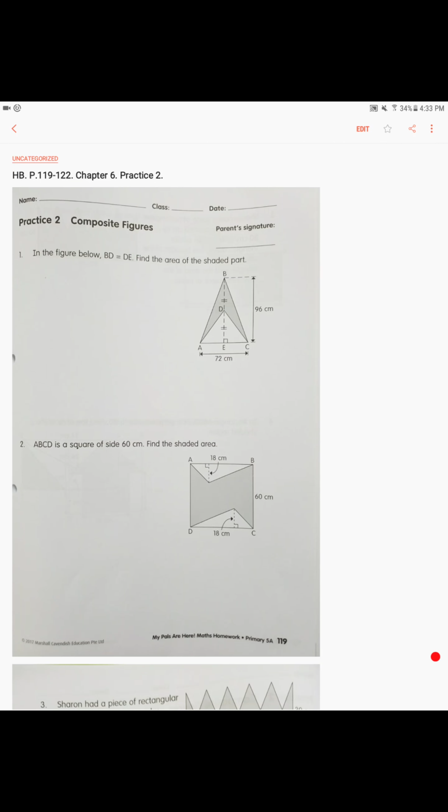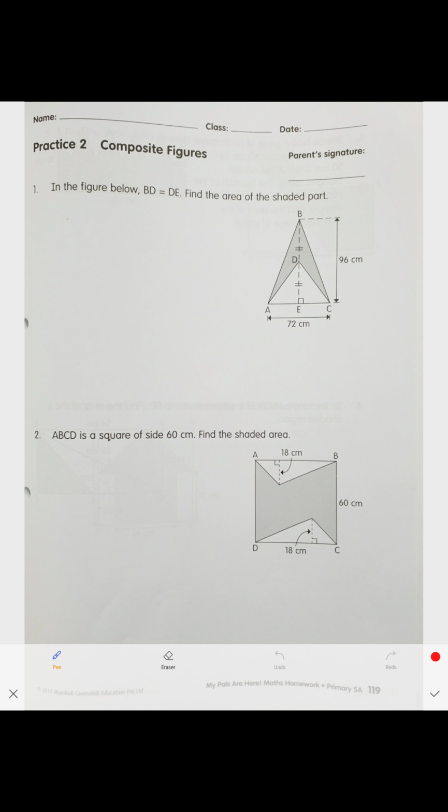Okay, chapter 6, practice 2, page 119 of the homework book. Let's do it really fast. Composite figures, right? So problem number 1. In the figure below, BD is equal to DE. BD is equal to DE, right? And they show it to us with these two symbols.